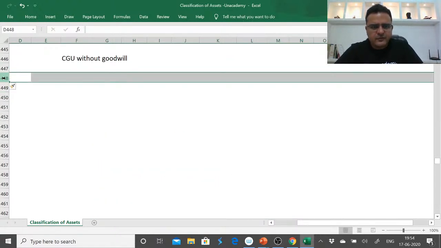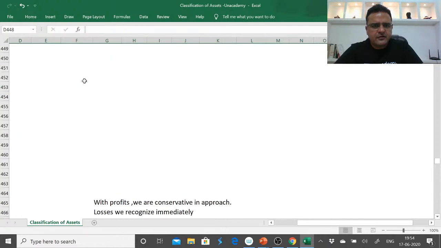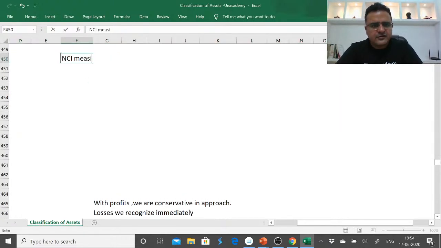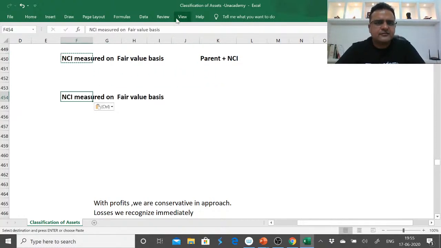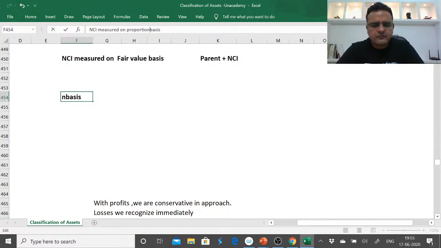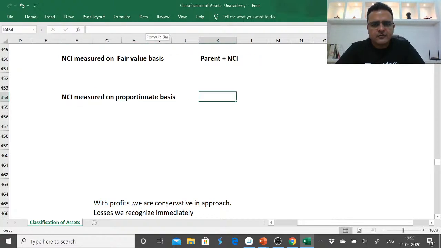NCI measured on fair value basis: the goodwill so calculated belongs to parent plus NCI. NCI measured on proportionate basis: goodwill belongs to parent only.